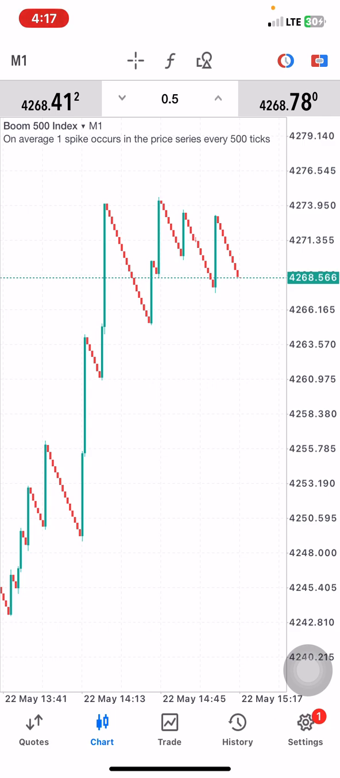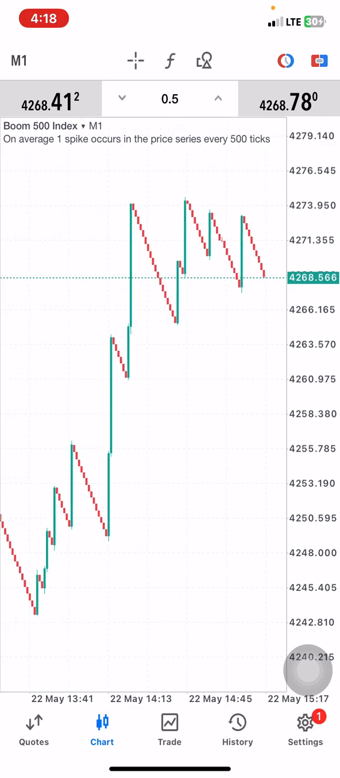Okay, guys, on today's strategy, we are going to work on Boom 500, and this is a spiking strategy. It works on both Boom 500 and Crash 500. Any boom and crash markets.